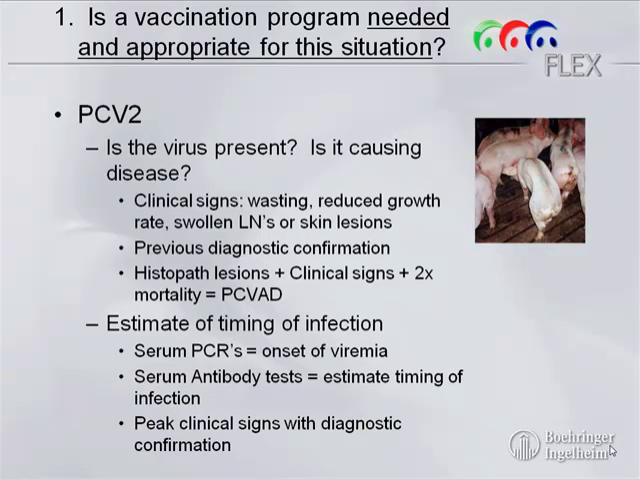But also estimating the timing of infection. We do that with either serum PCRs to understand when is the critical onset of viremia in a population. We can do it with serum antibody tests, some with IFA, some people have used the ELISA just to estimate the timing of infection in a population. Some people have done it by understanding when are their peak clinical signs, when do I have diagnostic confirmation. But all of those things help us understand, is the virus present, is it causing disease, and when is it happening? Those are all important to setting up a program.